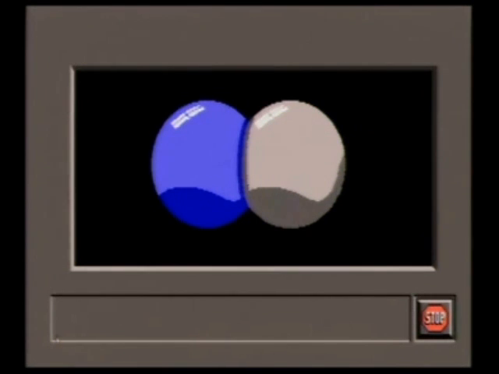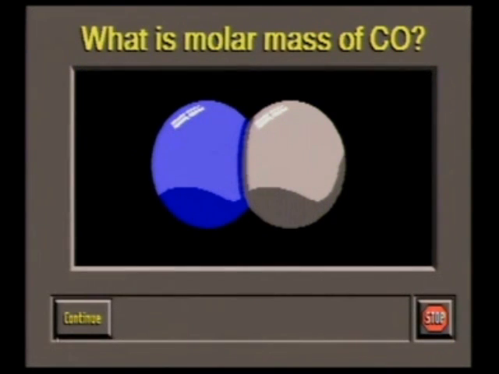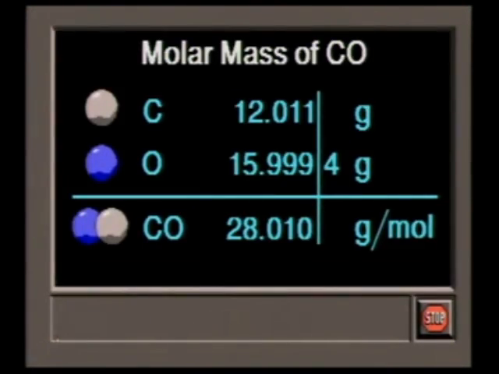What about compounds? How do you find the mass of a mole of something like carbon monoxide? You add the molar mass of each atom in the molecule. So, the molar mass of carbon monoxide is 28.010 grams.